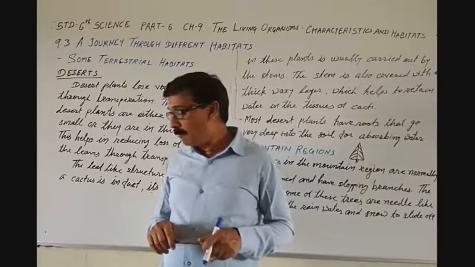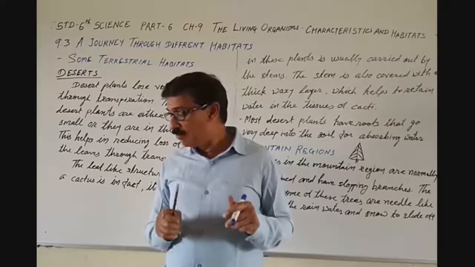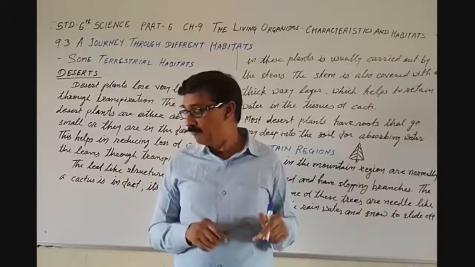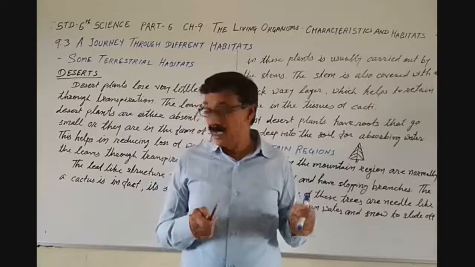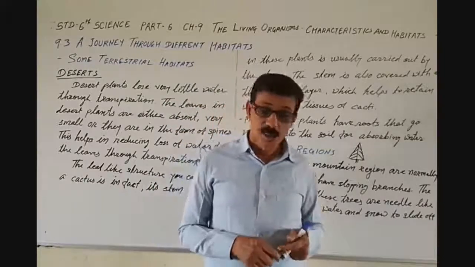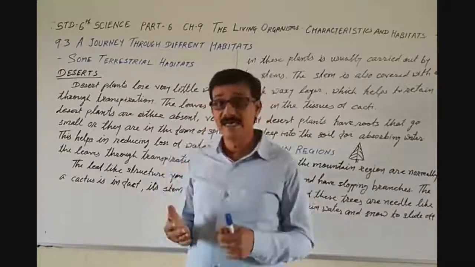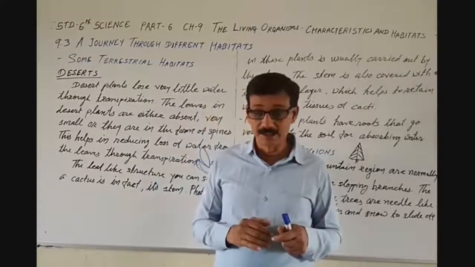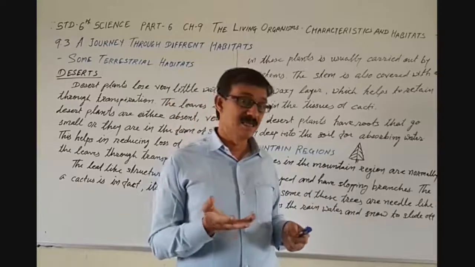As we go up in the mountainous regions, the surroundings change and we see different kinds of adaptations at different heights. So these are the adaptations of the plants and animals in the mountain regions that we discussed. In the next part, we will discuss the grasslands.